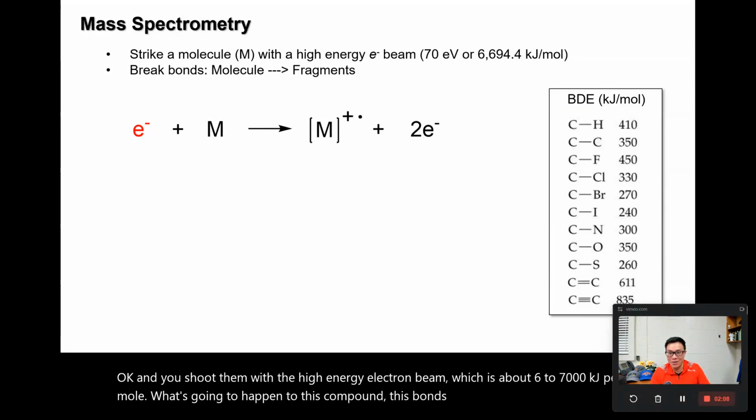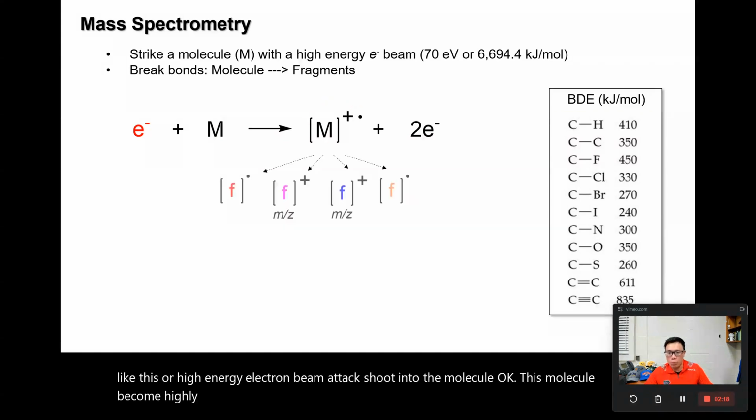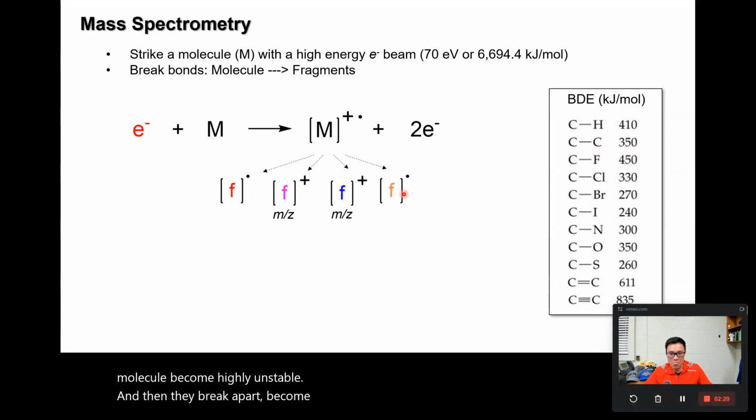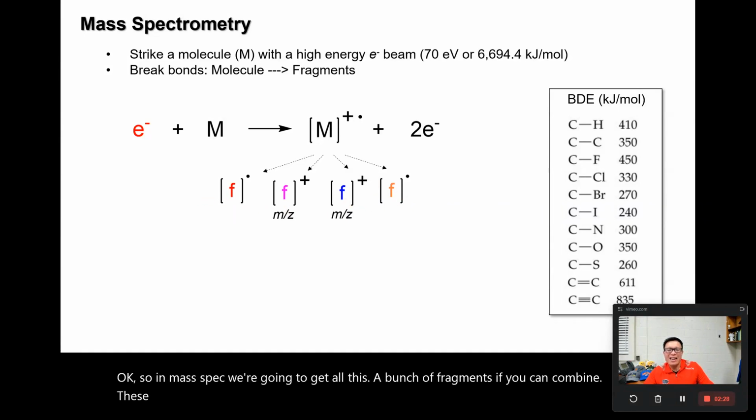They break. It looks something like this. A high energy electron beam shoots into the molecule. This molecule becomes highly unstable, and then it breaks apart and becomes fragments. So in mass spec, we're going to get a bunch of fragments. If you can combine these fragments, you'll get an idea of what the whole molecule looks like.